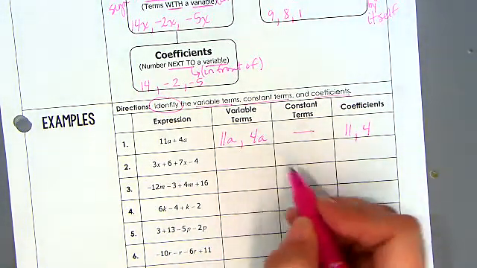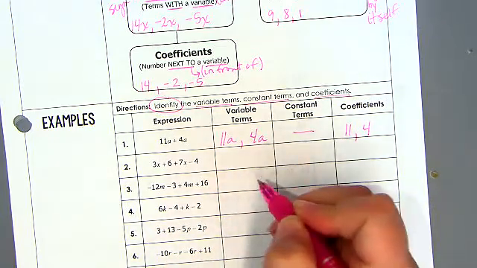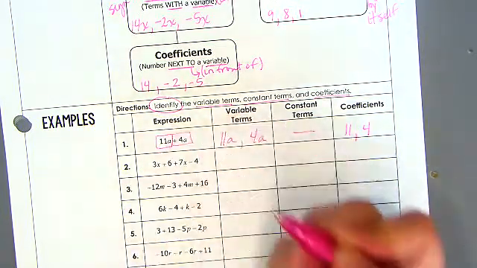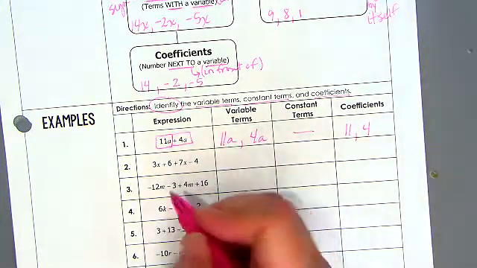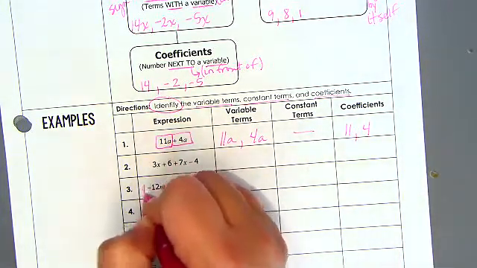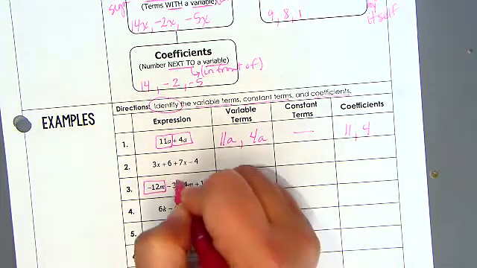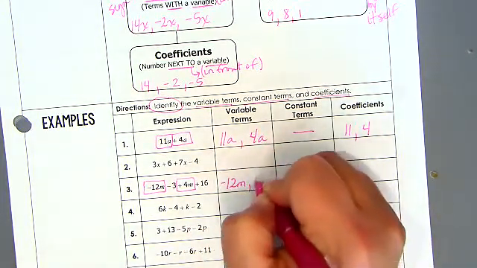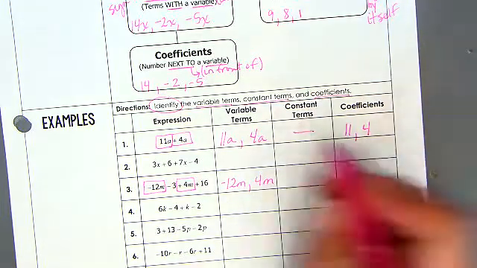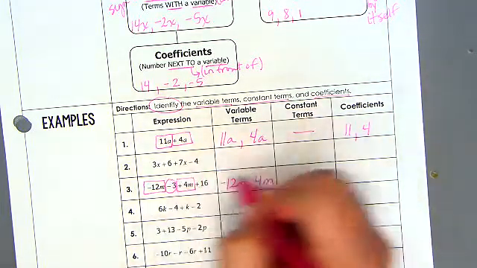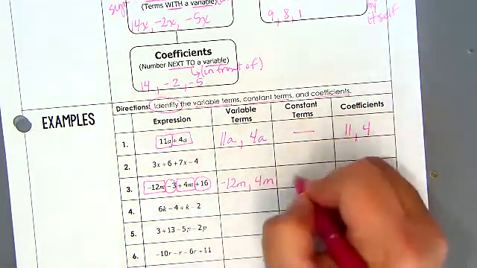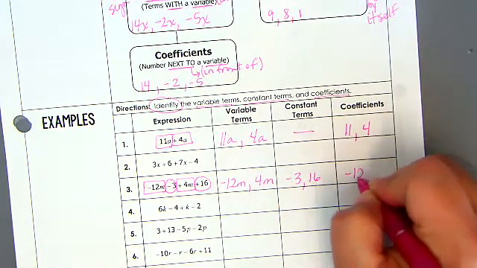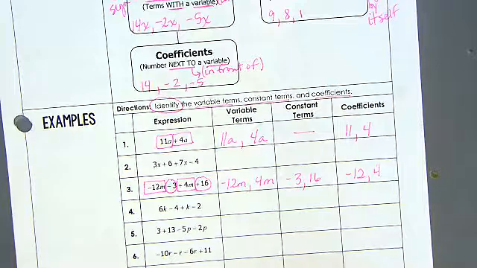Next example, we're going to do number 3. Okay, this is where I'm going to get to where I'm going to be boxing. I could go ahead and box these because they're both the same, but there was only one type. That's why I did not. All right, so looking here, we have two different types. So I'm going to box my variable terms, which give me a negative 12m and a positive 4m. My constants are the terms without a letter. So that's going to be the negative 3 and the 16. The coefficients are negative 12 and 4.